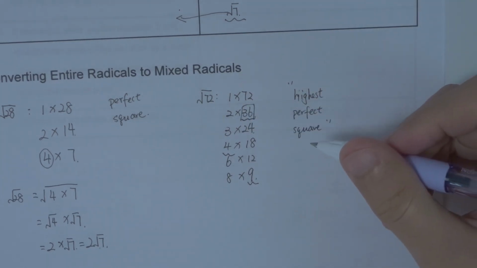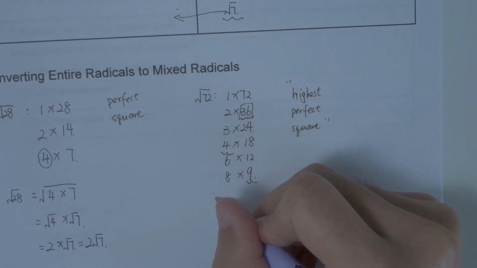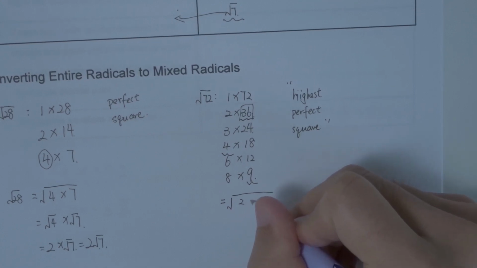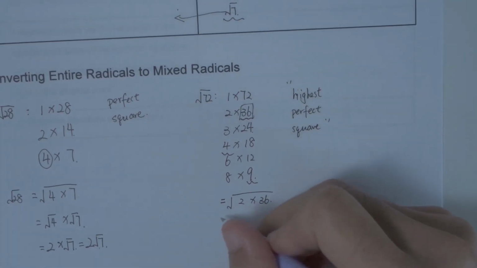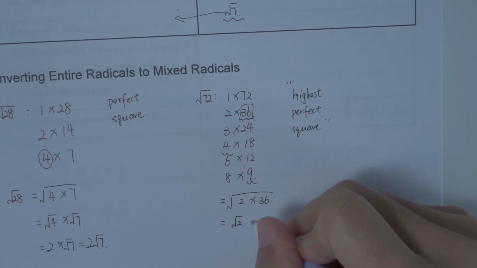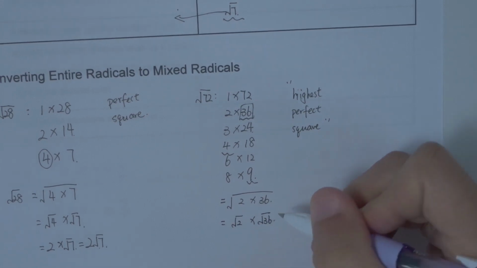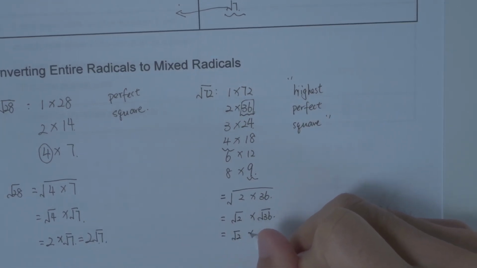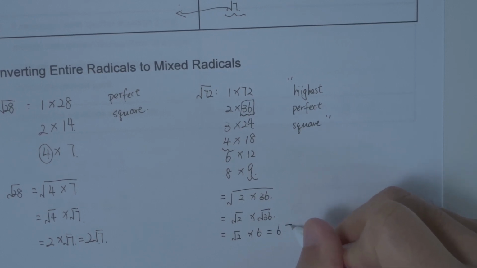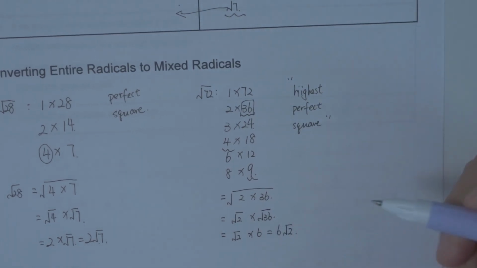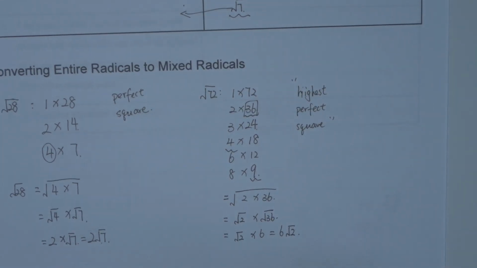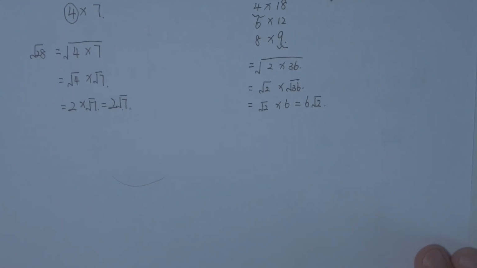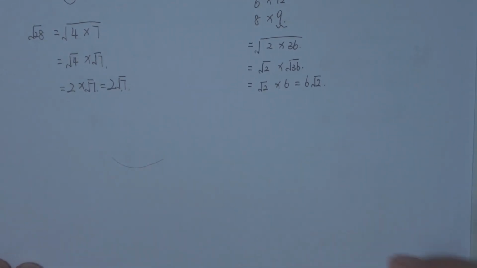And then we can rewrite the original as 2 times 36, which equals square root 2 times square root of 36, which equals square root 2 times 6, equals 6 square root 2. So this is the mixed radical. Okay, so now we have 2 examples of square roots, and now I'll give you 2 examples about cube roots.